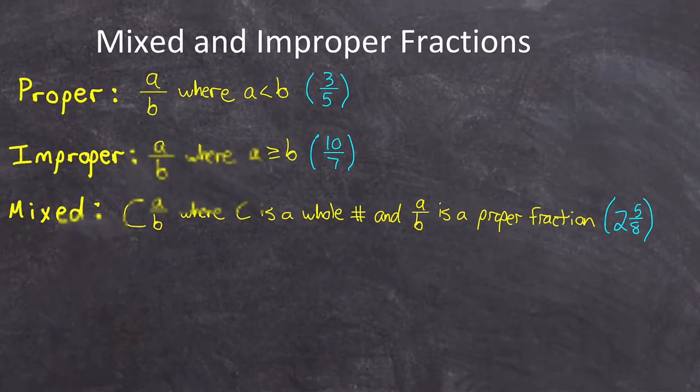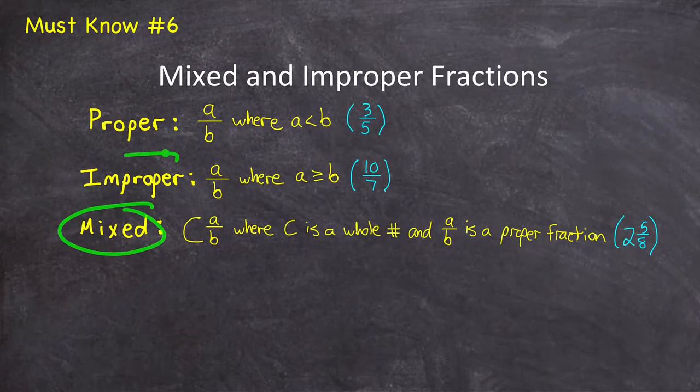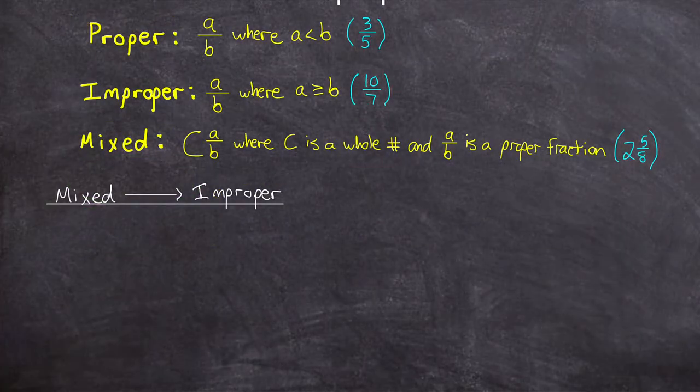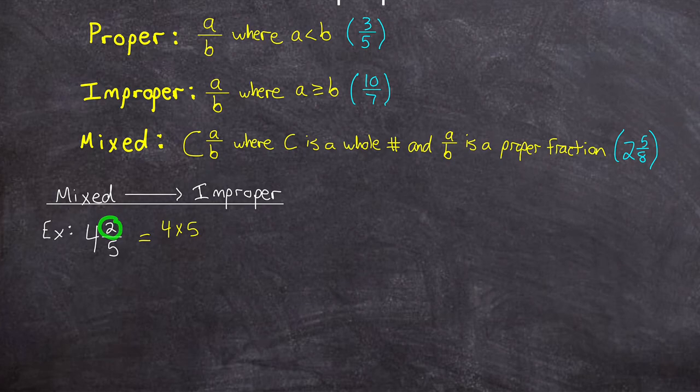So now let's work at converting between a mixed fraction and an improper fraction. So for example, if we had the mixed fraction 4 and 2/5, we can actually write that as an improper fraction by finding the product of the whole number and the denominator, 4 times 5, and to that product, add the numerator of the proper fraction, so add 2, and put that all over the denominator of the fraction, which is 5. And then this would simplify to 4 times 5 is 20, plus 2 is 22, over 5.